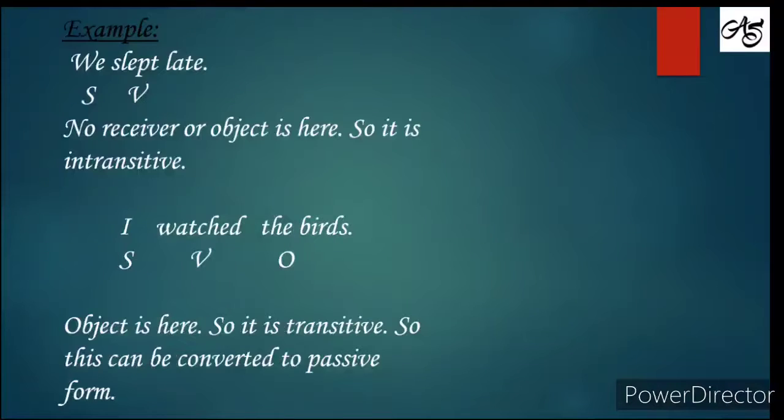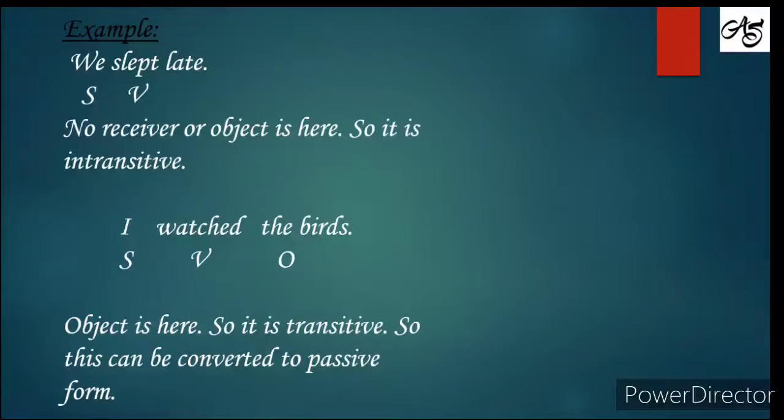For example, one sentence I'll tell you. We slept late. Is there any receiver or is there any object? No. So it is intransitive. Can you understand? I watched the birds. So there is a subject, verb, and also the object. So this is transitive. Only the transitive verb can be converted to passive form.